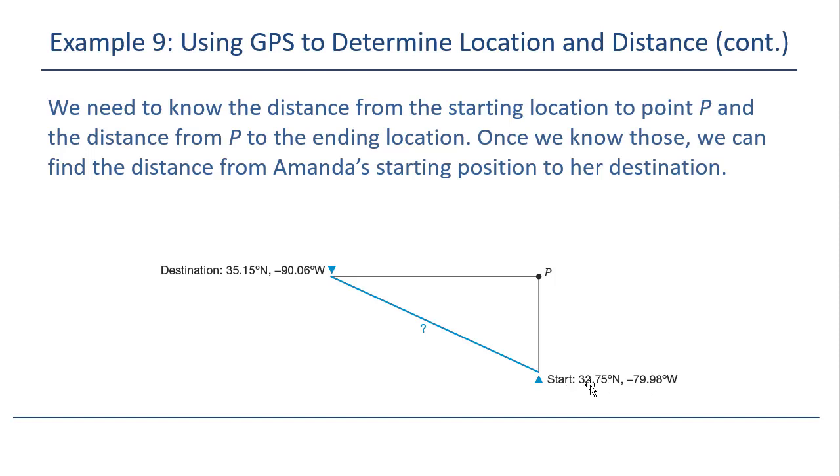So she started at 32.75 north. She went up, right, to 35.15. So this point here would be at a latitude of 35.15, and then she went from this point of negative 79.98 to further west, right, to further negative 90.06. So we can now calculate these distances just based on the differences between these 2 points.